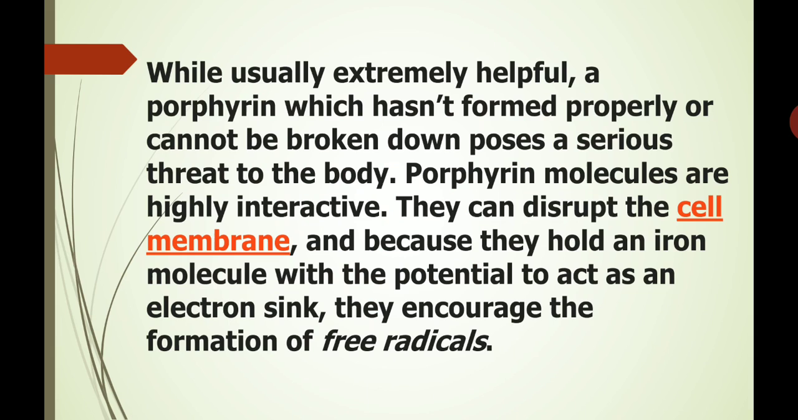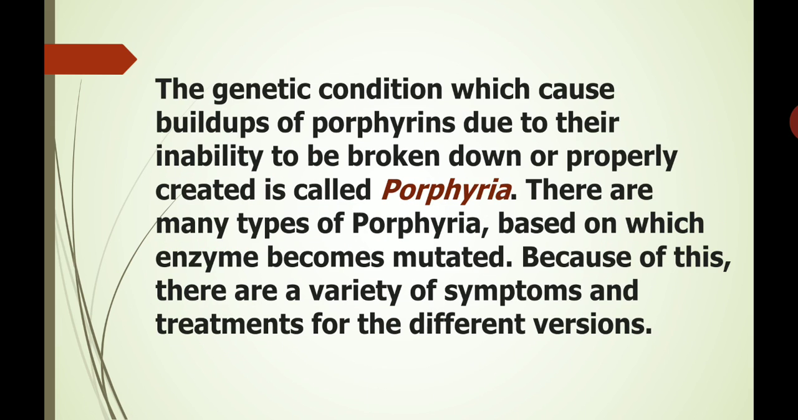They can disrupt the cell membrane, and because they hold an iron molecule with the potential to act as an electron sink, they encourage the formation of free radicals. The genetic condition which causes buildups of porphyrins due to their inability to be broken down or properly created is called porphyria.